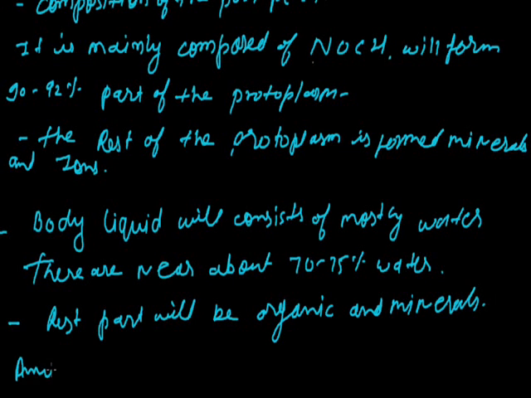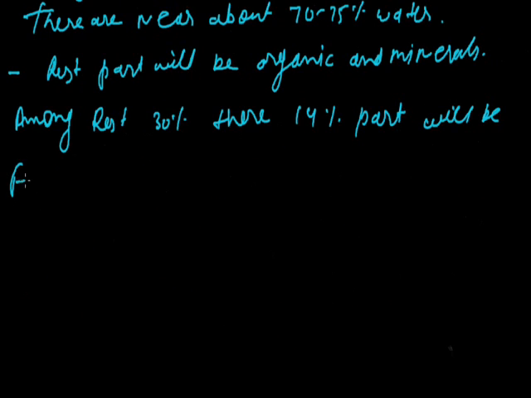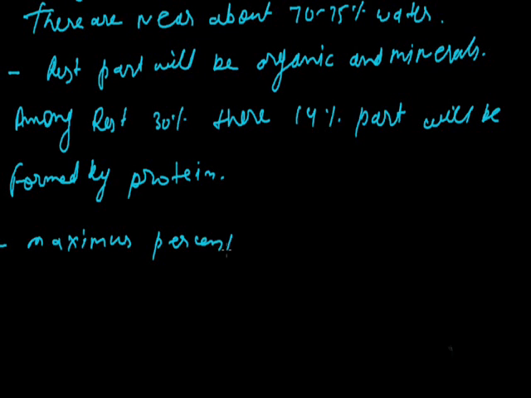Among the rest 30%, about 14% will be formed by protein. So first we have to discuss the term protein, because protein consists of near about 14% of the protoplasm, and it is the maximum percentage of organic substance present in a protoplasm. First, we'll discuss protein.